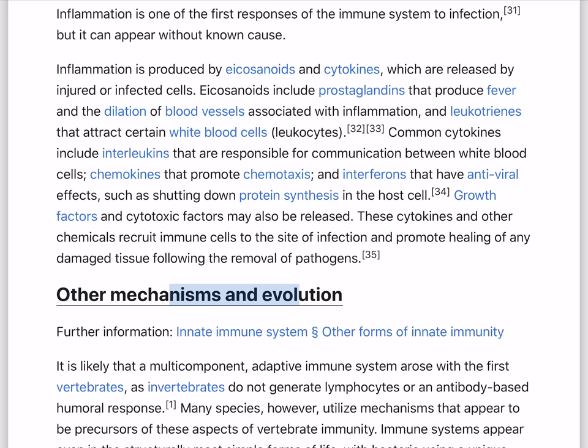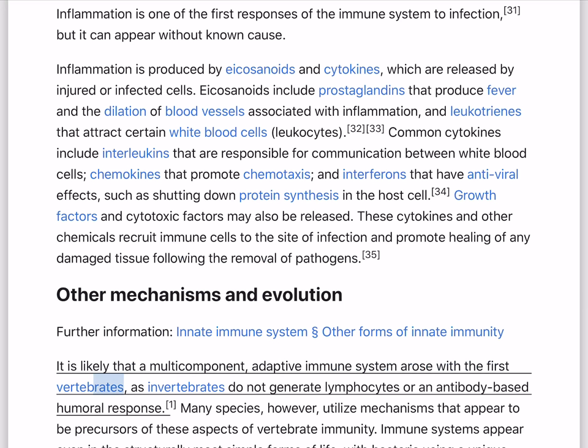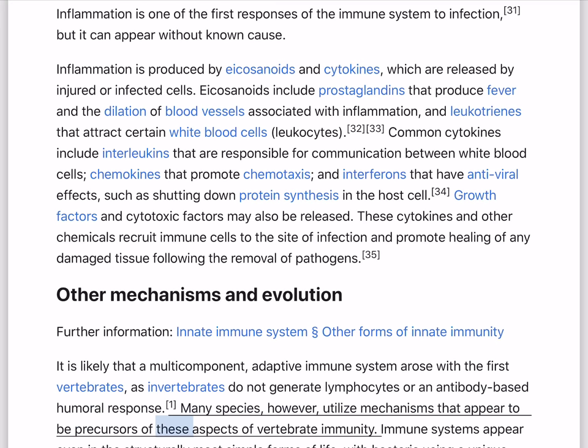Other mechanisms and evolution. Innate immune system section. Other forms of innate immunity. It is likely that a multi-component, adaptive immune system arose with the first vertebrates, as invertebrates do not generate lymphocytes or an antibody-based humoral response. Many species, however, utilize mechanisms that appear to be precursors of these aspects of vertebrate immunity.